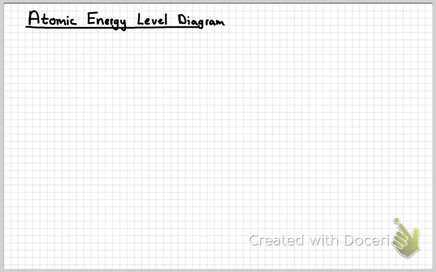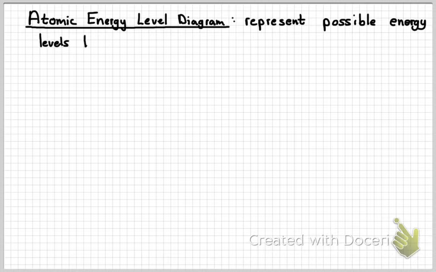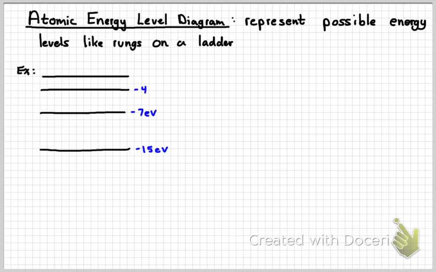So the device we used to understand these things is called an atomic energy level diagram. What that does is it represents the possible energies that an electron in an atom can have, kind of like rungs on a ladder. So an example might look like this. The higher up we go, the more energy the electron has.